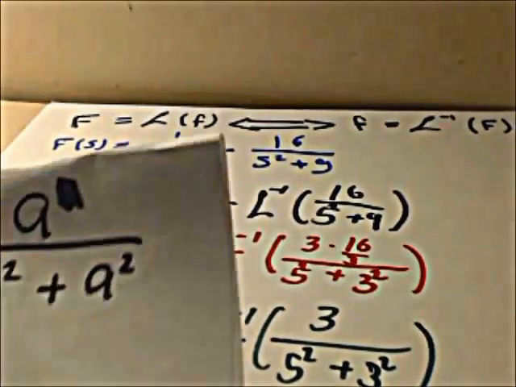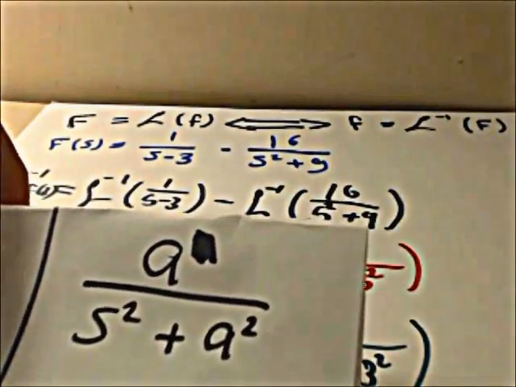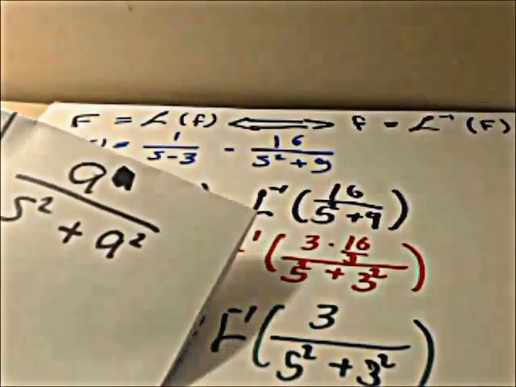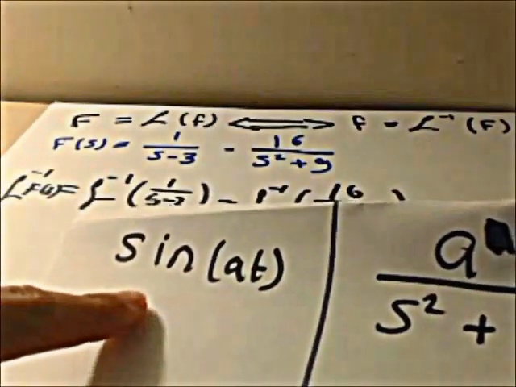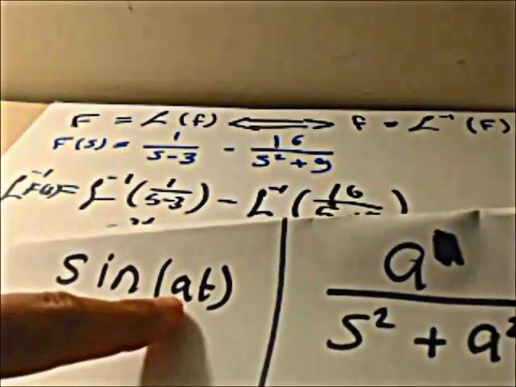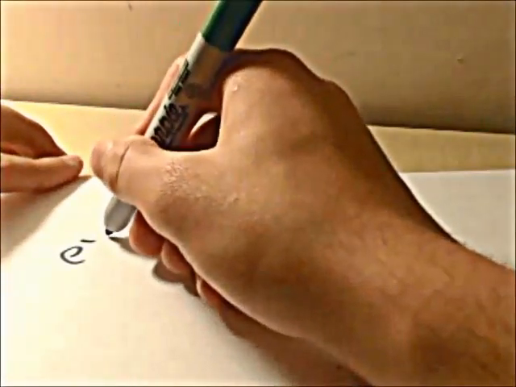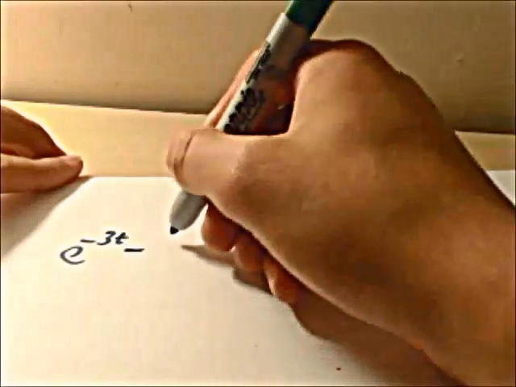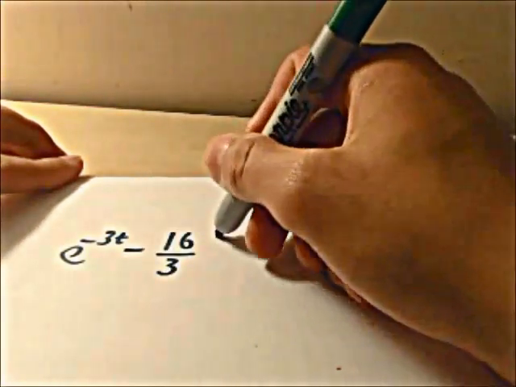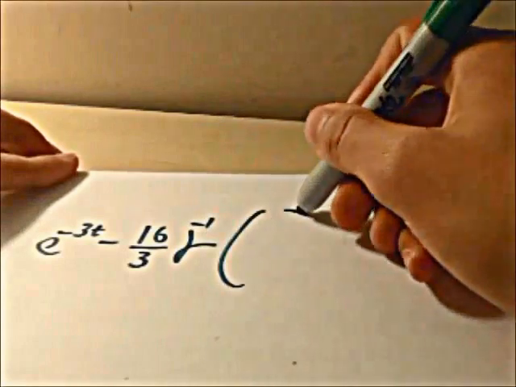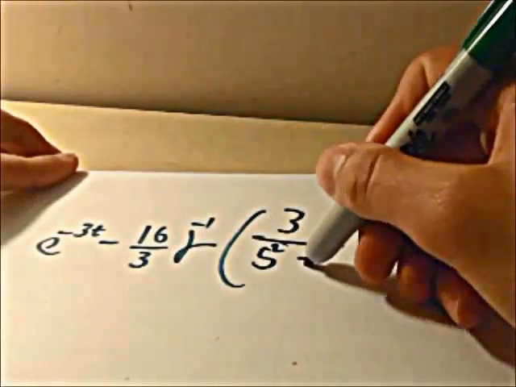Now I'm just going to use the table. Now it agrees with the table, so a is going to be 3. It looks more like it now, right? So I take the inverse Laplace, and instead of a we get 3: sine 3t. Oops, it looks like I'm running out of space, so I'm going to have to use a different page. I'm just going to rewrite this: minus 16 over 3 times the inverse Laplace of 3 over s squared plus 3 squared.